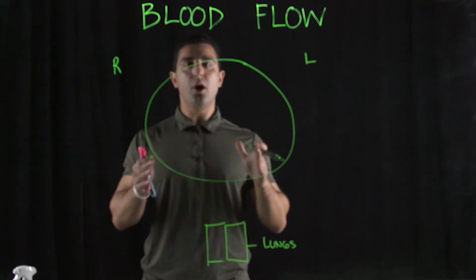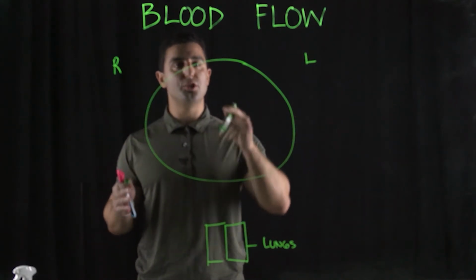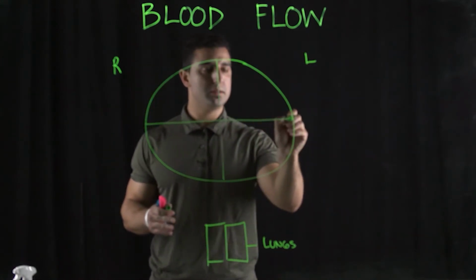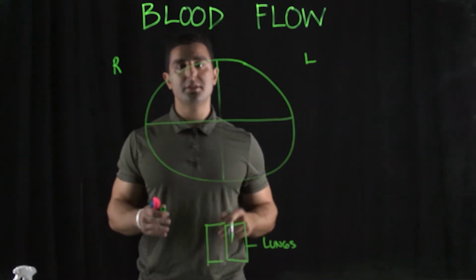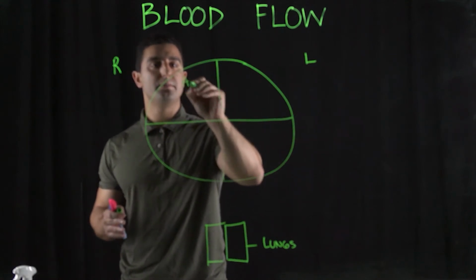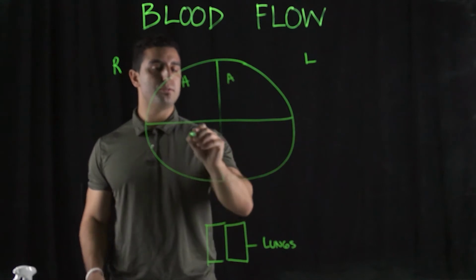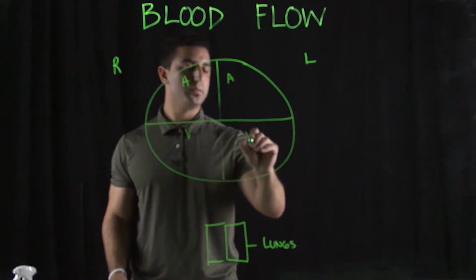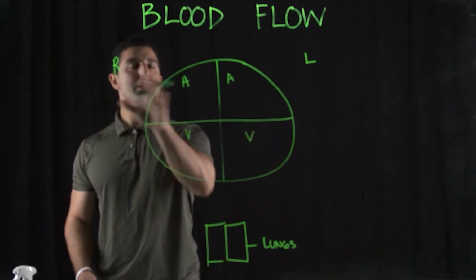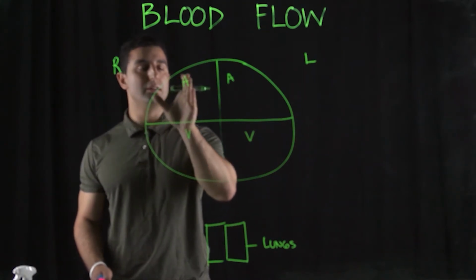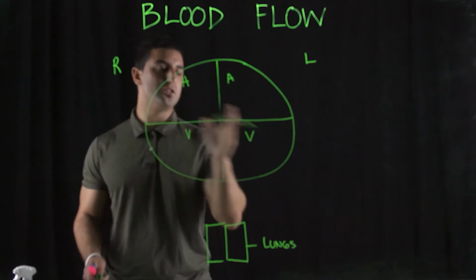Okay, so the heart is broken down into 4 chambers. If I draw a little cross in between these, the top chambers are referred to as the atria. The bottom chambers are referred to as the ventricles. They're named according to direction and chamber. So for example, on the right side, the top right chamber is referred to as the right atrium, etc.